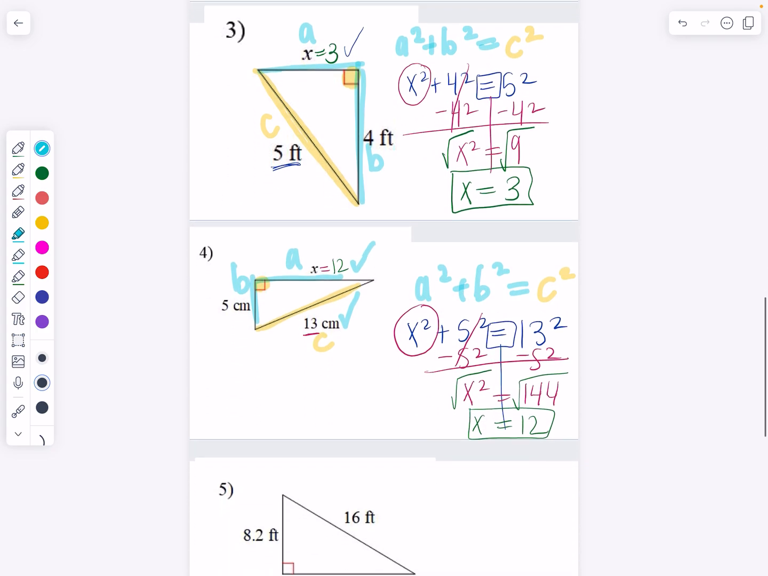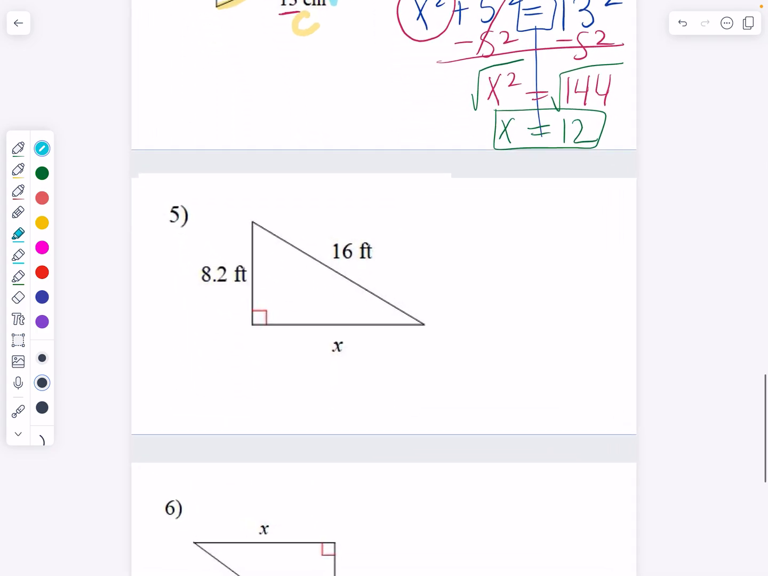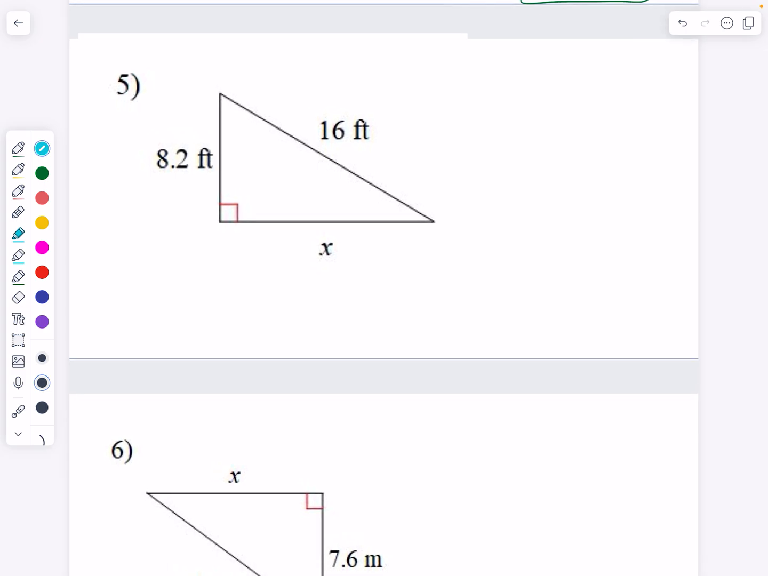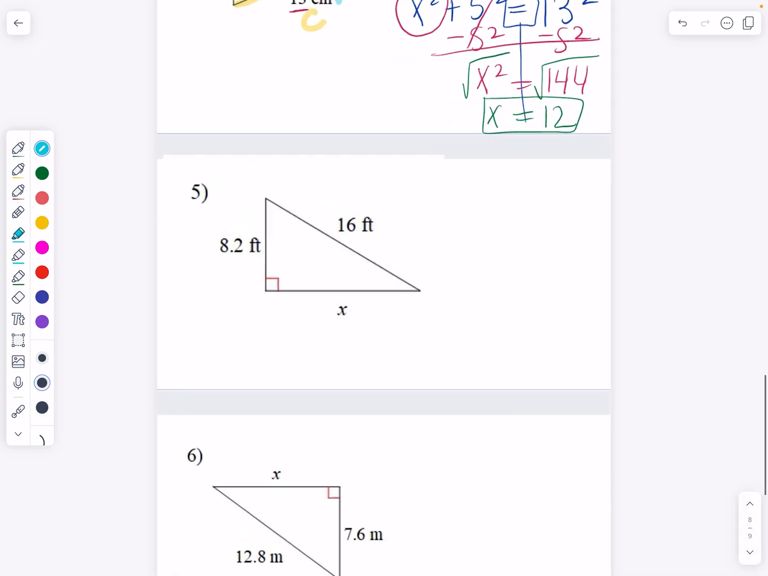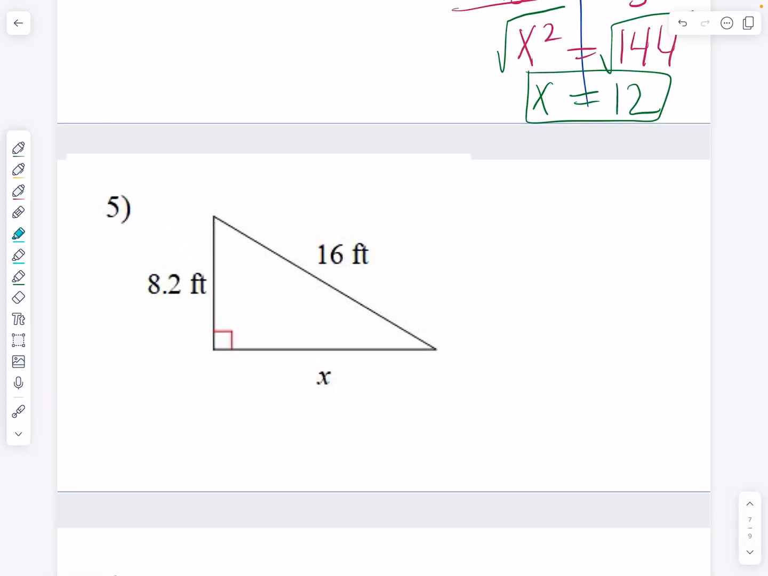So the first 4 problems we did were just working with the process, the new part of solving the equation for one of the legs. But I do want to continue to review working with decimals and rounding as well. So these next 3 problems are going to have decimals in them, but it's the exact same process. We're just going to talk through rounding a little bit.